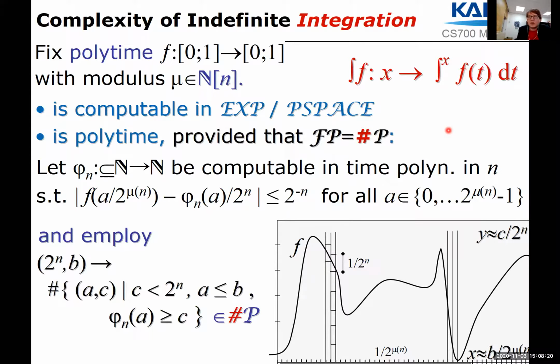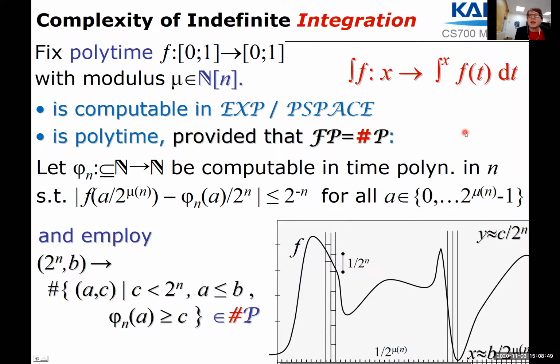So let us recall what is the difference between definite and indefinite integration. Definite integration is where we have fixed lower and upper integration bounds. Let's say integrate from 0 to 1. That's a definite integration problem. That's a definite Riemann integral. As opposed to indefinite integration, where one integral bound, let's say the upper bound, is actually variable. And this is what we're considering here.